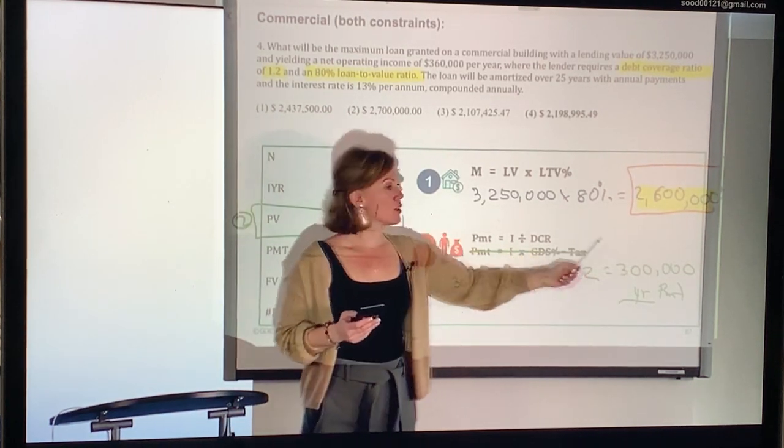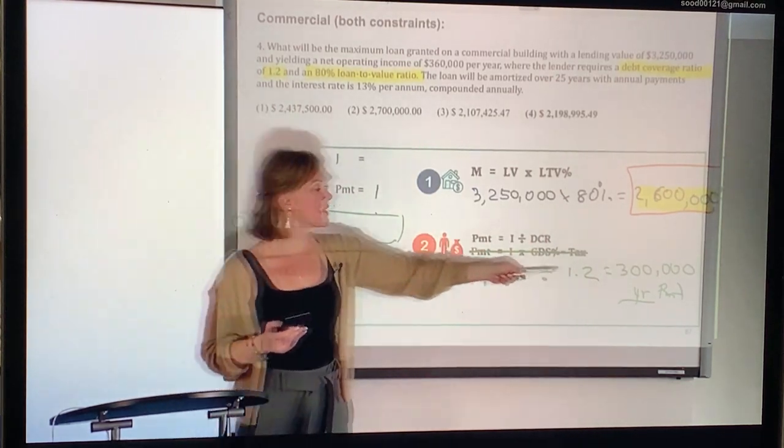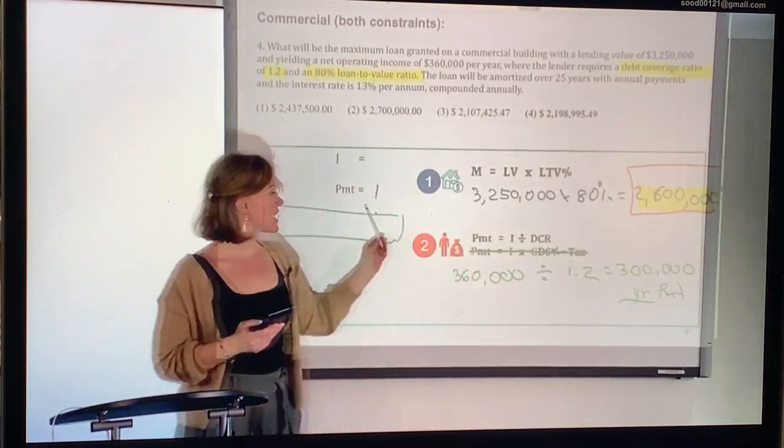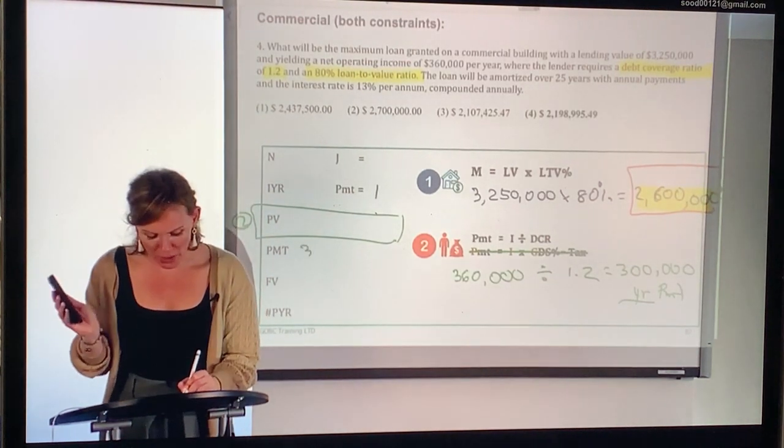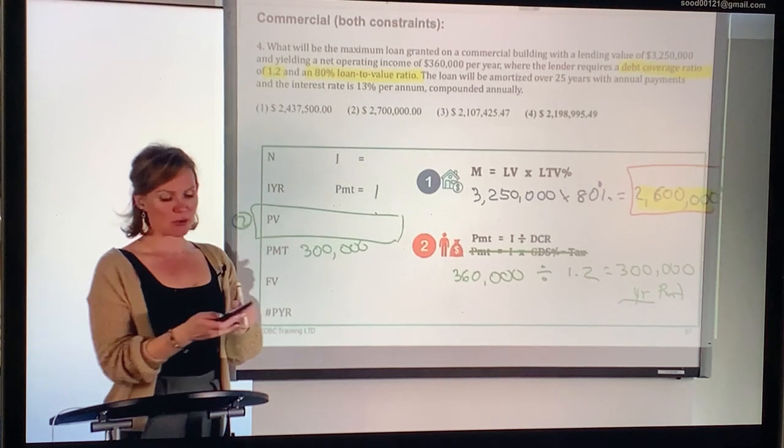Then what do we do? You look back and see, what is my payment frequency? If the payments were monthly, then I would take that 300,000 and divide it by 12. But in this case, my payments are per year, so you're just going to plug it in as is. While it's on my calculator, I'm just going to press the plus minus key, right?